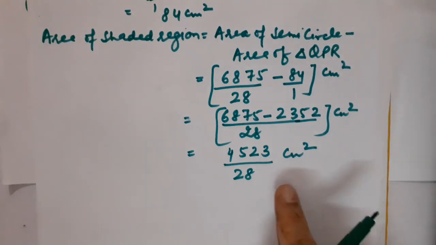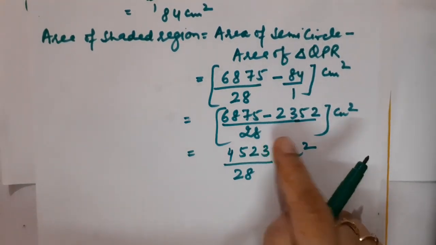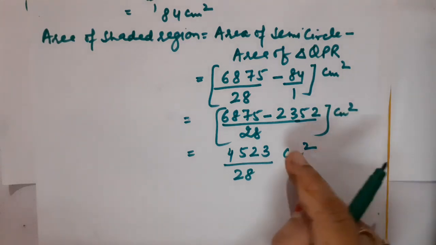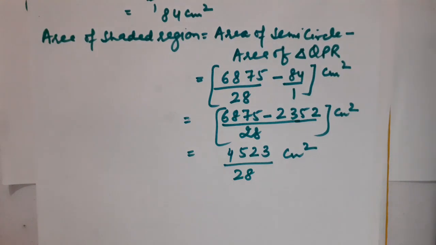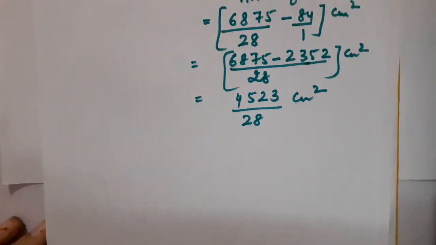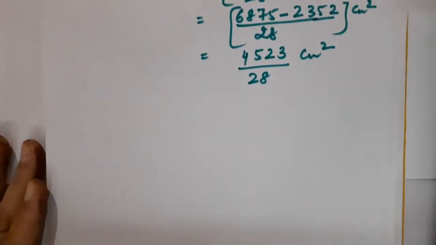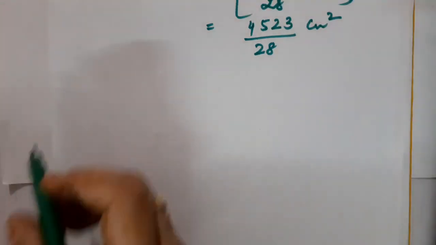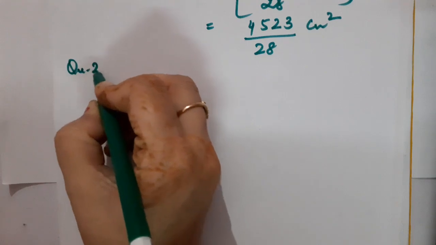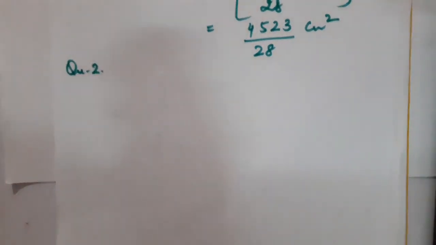So this is the required area of the shaded region. You can even divide it also to come to know the answer in decimal. Otherwise, you can leave up to here also. Clear, children? Now, children, I will be switching to next question of the same exercise. That is question number 2. So let us start it.